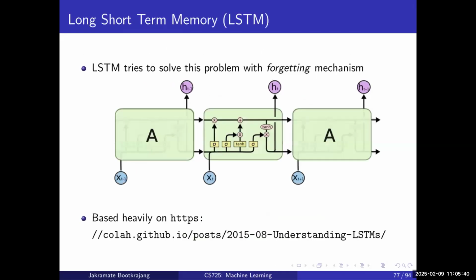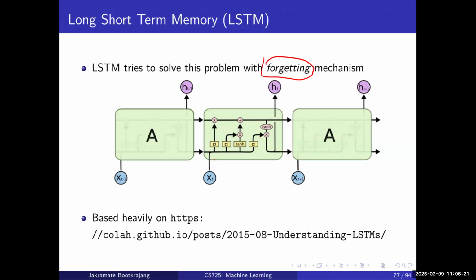So we have invented something called long short-term memory, LSTM. So LSTM has this mechanism of forgetting. So what do we mean by forgetting? It means that when you pass in the information from the previous timestamp, you can choose to remember or you can choose to forget. There is this mechanism that you can gatekeep the information.